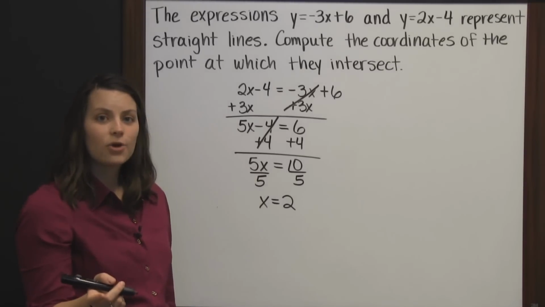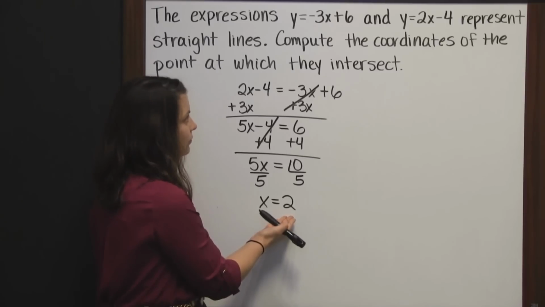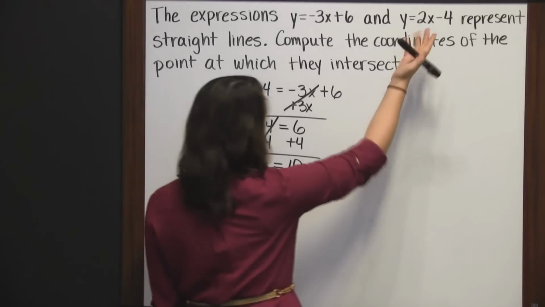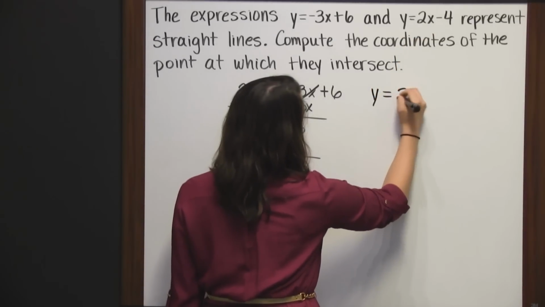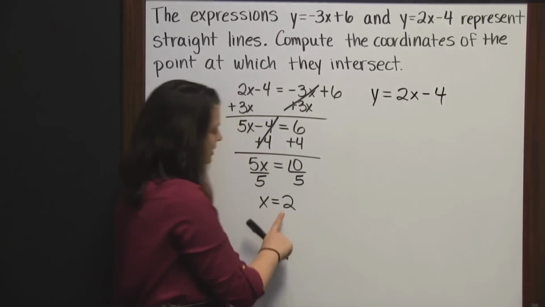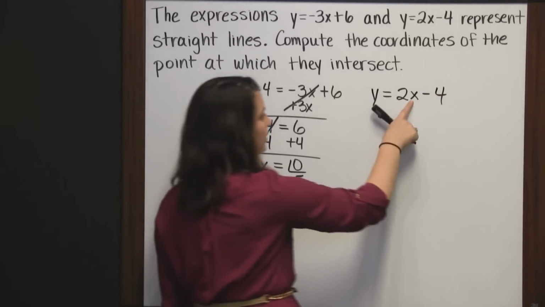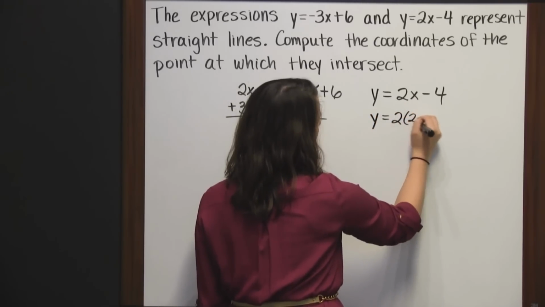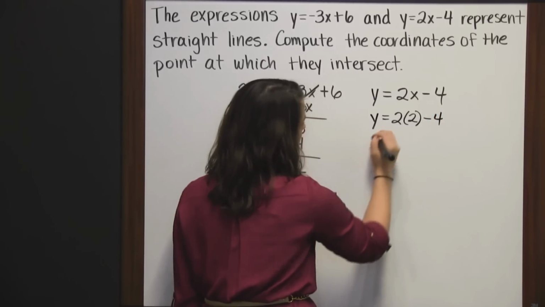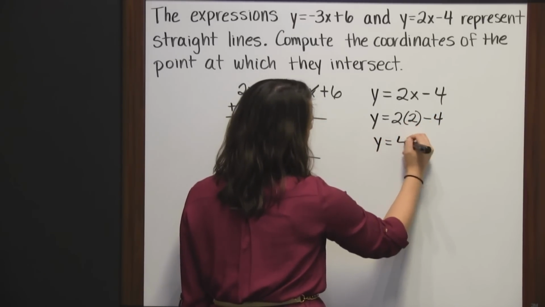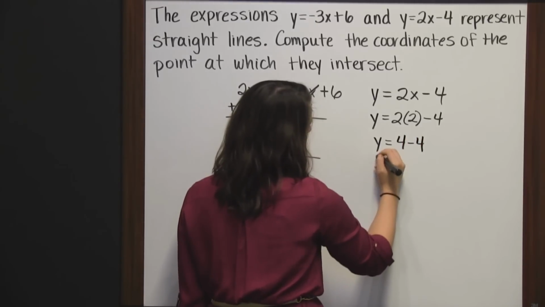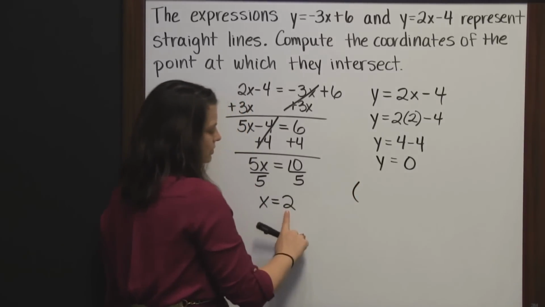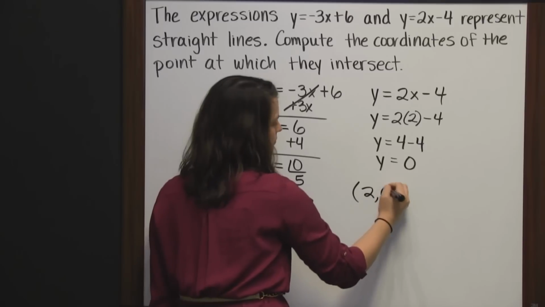To find y, we need to substitute 2 for x in either one of these expressions. And I'm going to use the second one. Since x is 2, we need to replace x with 2 to find y. So y equals 2 times 2 minus 4. Y equals 2 times 2 is 4 minus 4. So y equals 0. Our ordered pair is 2, 0.